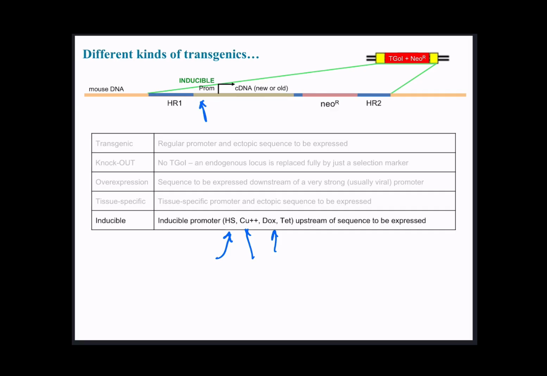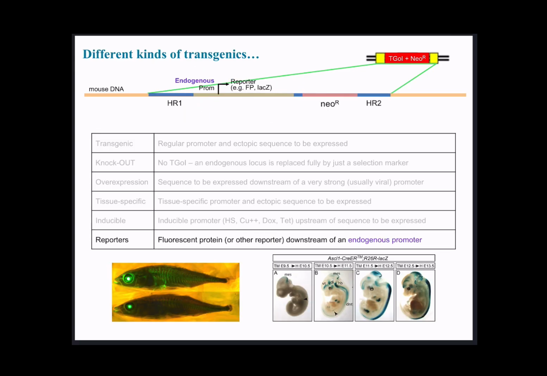And in the lab, in a test tube, we can hook these promoters to any given gene that we would like to express in an inducible manner in the animal. And if we put the whole thing into a transgenic mouse, now we have a mouse in which we can induce the expression of these genes of interest. Then there is this very special kind of transgenics.